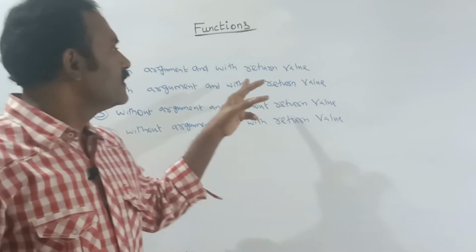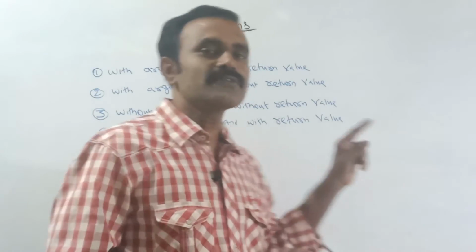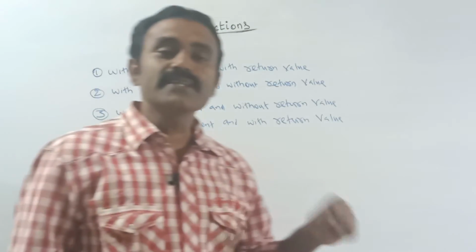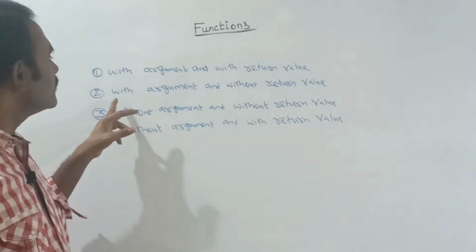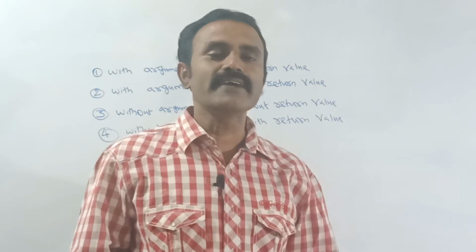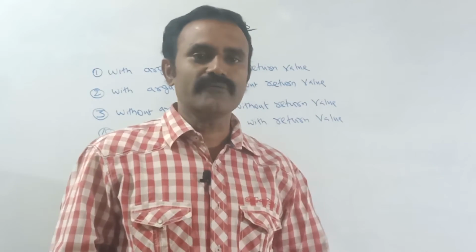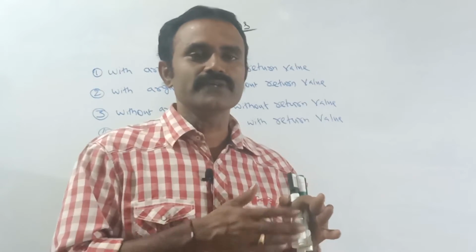So what kind of category is the string compare function? That one is with argument and with return value. In some functions, it will have the argument and it will not have any return value. So during the function call, it will not return the values.